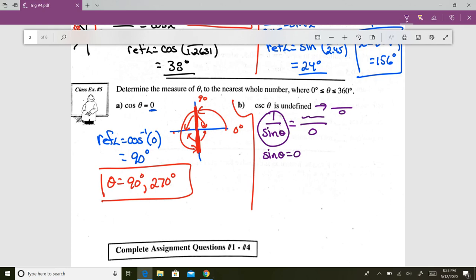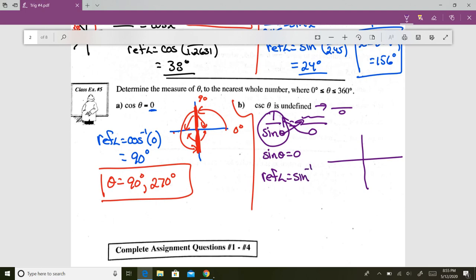Okay? The other way you can think of it is you multiply sine theta up, multiply the 0 up, and you're going to get sine theta is equal to 0. Well, again, 0 is neither positive or negative, so I don't know which quadrant I'm in, but we find the reference angle.